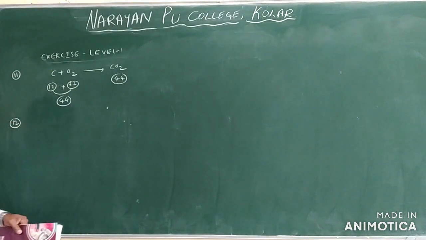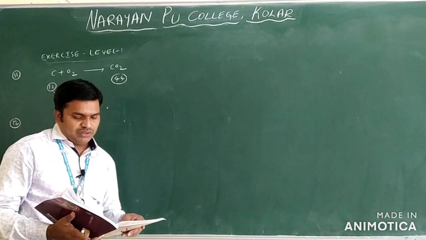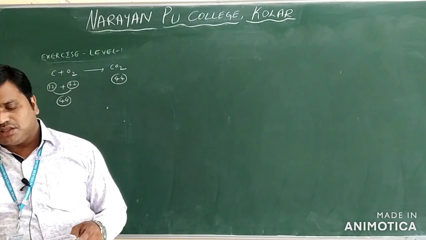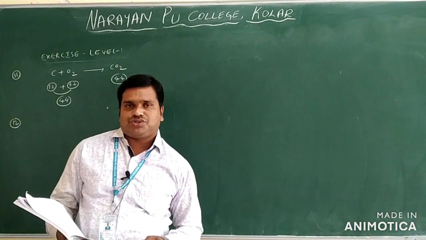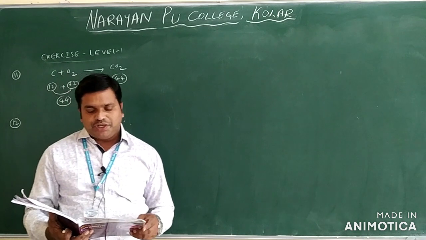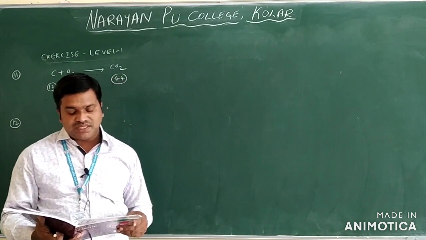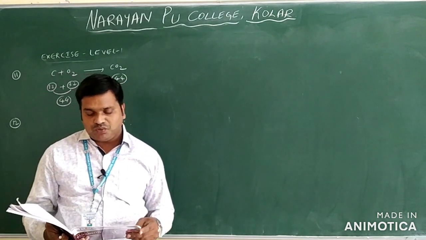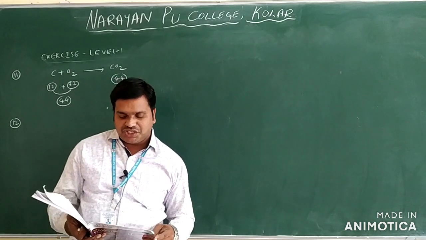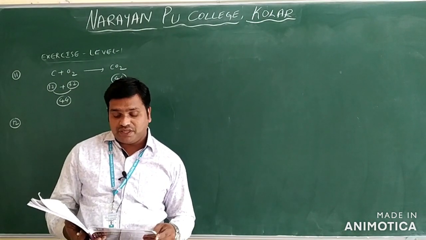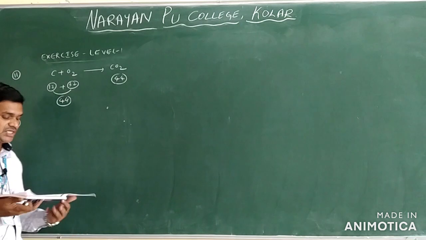First option for this question. Next you can see question number 12. The law of multiple proportion is illustrated by the two compounds. The first one is given sodium chloride and sodium bromide. Second one is given ordinary water and heavy water. Third one is given caustic soda and caustic potash. Fourth one is given sulfur dioxide and sulfur trioxide only.